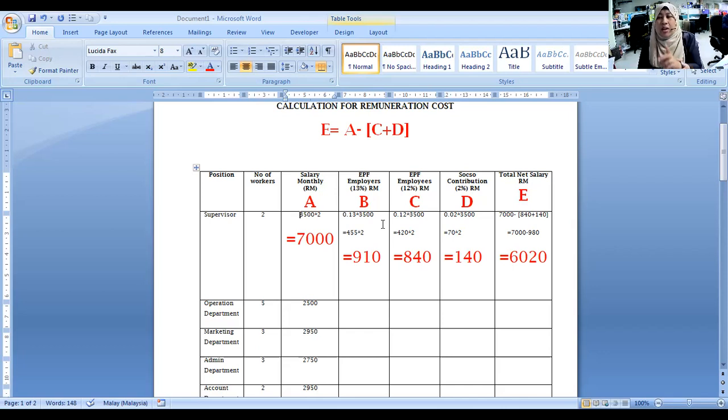For those who are free riders, please report to me and I will take some action on that particular person who does not give cooperation. If they want to repeat this subject again, I'm okay. I don't mind. You are welcome to repeat again if you do not do my assessment. Thank you so much. And happy Malaysia Day.